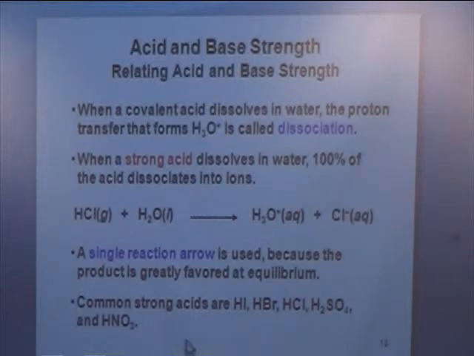Now, we also need to know about common strong acids. You will be asked this on the exam. Hydrogen iodide, hydrobromic acid, hydrochloric acid, sulfuric acid, and nitric acid. These are common strong acids. The criterion is that there is complete dissociation. Mostly, acids of the halogen family are strong acids. I'm not saying this is 100%, but most of the halogen acids are strong acids. Unfortunately, there are exceptions.